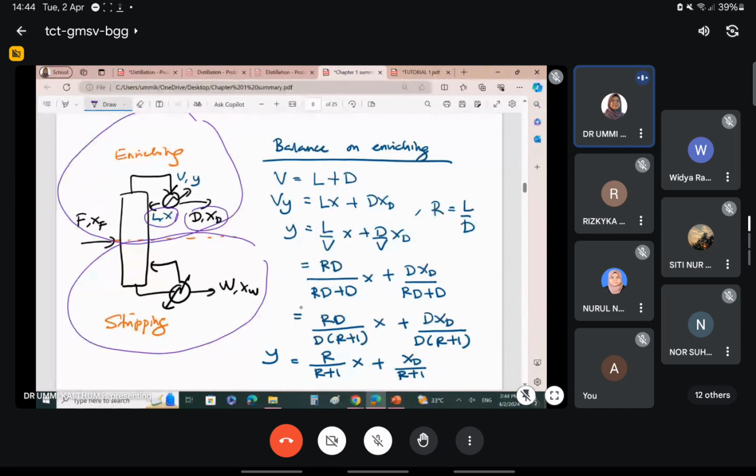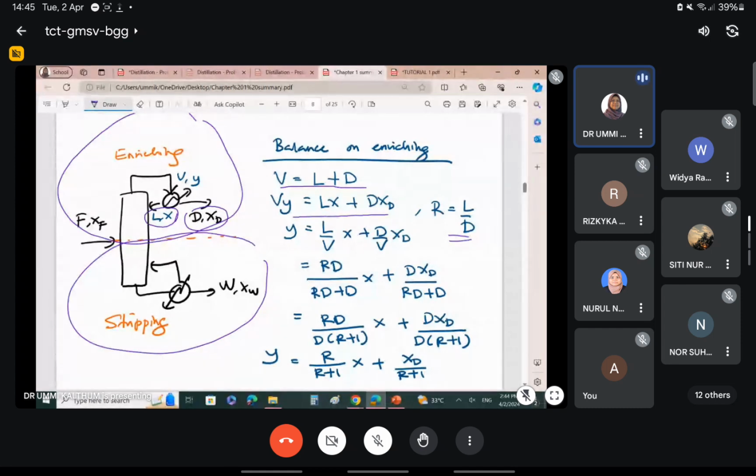Okay, so kita nak buat balance. V is equal L plus D. V masuk, keluar D dengan L kan. So V sama dengan L plus D. So Vy is equal Lx plus DxD. Okay, so reflux ratio is L over D. So susun balik, Y sama dengan L over V x plus D over V xD.